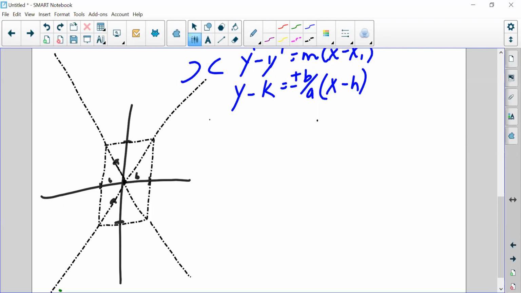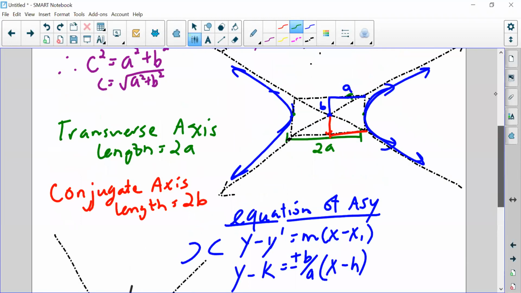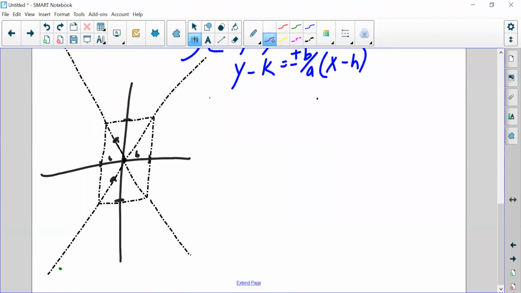Okay. So my equation is going to change slightly. y minus the y of my center equals plus or minus... but this time, how far up did I go? A. I went up A and I went over B. So this is going to be A divided by B, x minus h.